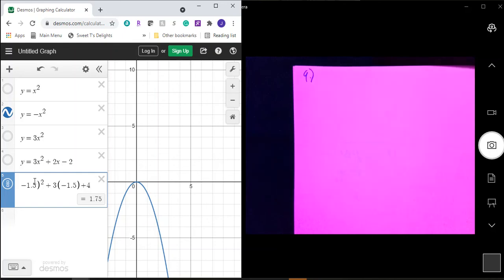Problem number 9. It says for exercises 9 through 16, use your graphing calculator to sketch the graphs of the function, then determine each of the following. A, the coordinates of the x-intercepts for each function, if they exist. B, the domain and range for each function. C, the horizontal interval over which each function is increasing. D, the horizontal interval over which each function is decreasing.